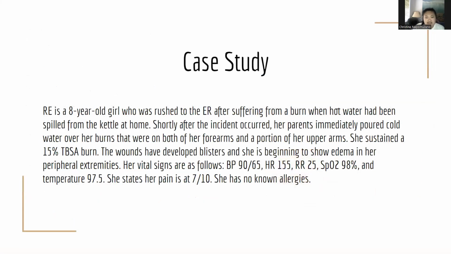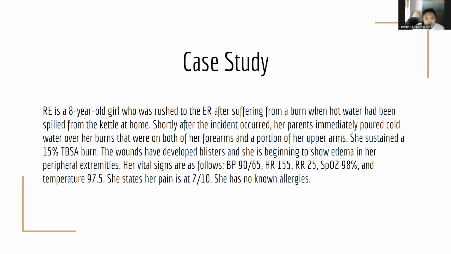All right, so here's my case study, which I'll read. Our patient with the initials RE is an 8-year-old girl who was rushed to the ER after suffering from a burn where hot water had been spilled from the kettle at home. Shortly after the incident occurred, her parents immediately poured cold water over her burns that were on both her forearms and a portion of her upper arms. She sustained a 15% total body surface area burn.